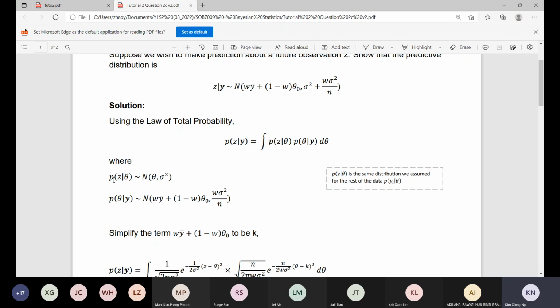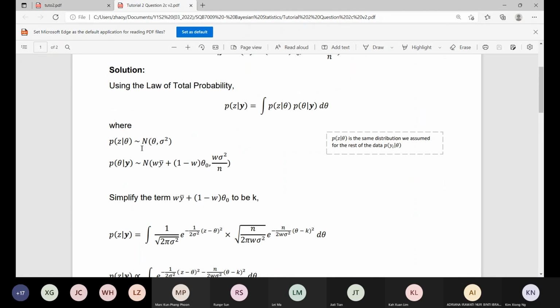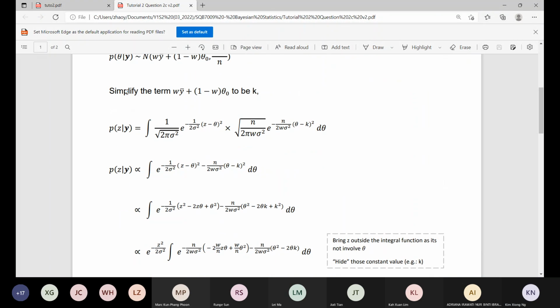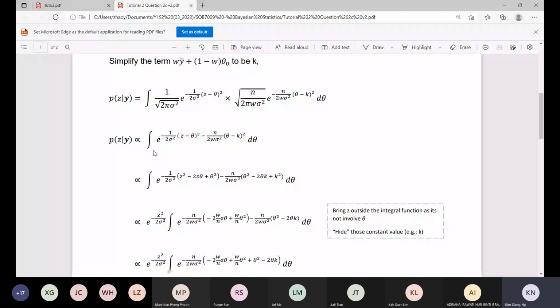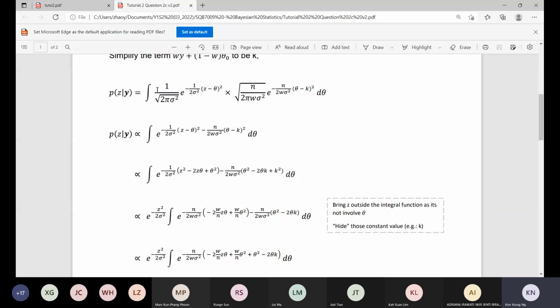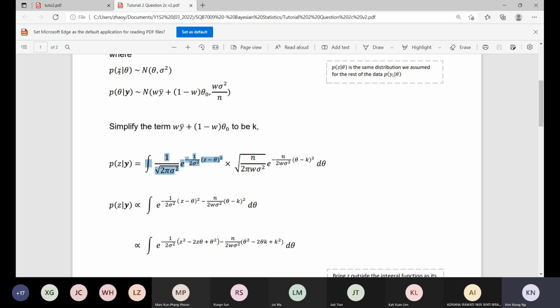So where the Z given theta follows the, because in the definition we assume the rest of the data follows the Y. So for question 2, the Y is theta and the sigma square. Then we simplify this term to be k, this term to be k. So this is the PDF for Z given theta, and this one is the posterior function.